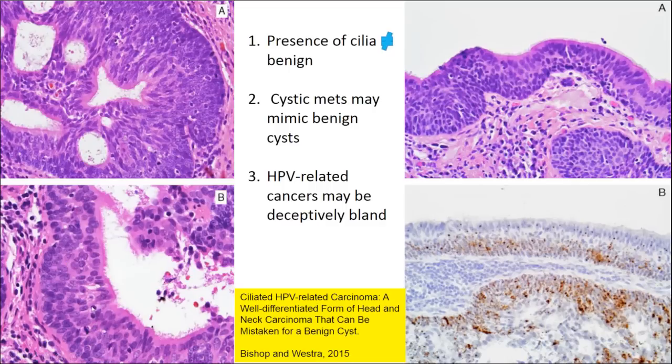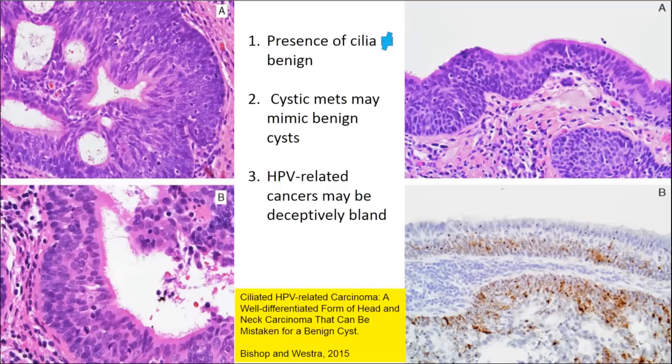And actually, you can look in the epithelium here, and you do see that there are mitotic figures. So there was something going on in this. But originally, some of these things are called benign because of the ciliated surface epithelium. So just keep that in mind.